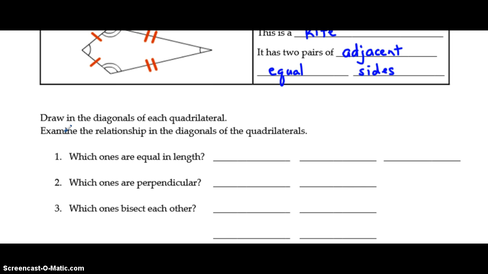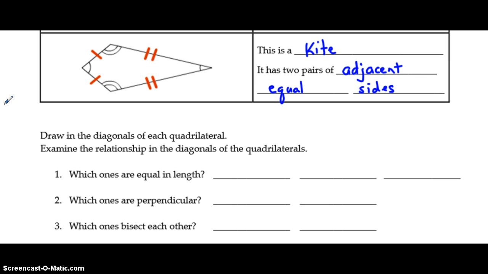What I'd like you to do, in a minute, is to pause the video, draw in the diagonals of each quadrilateral, and examine the relationship in the diagonals of the quadrilateral. For instance, I'll show you the kite. Diagonals go from one corner to the opposite corner. So that is a diagonal. Let me get that a little bit straighter. That is a diagonal, and that is a diagonal.